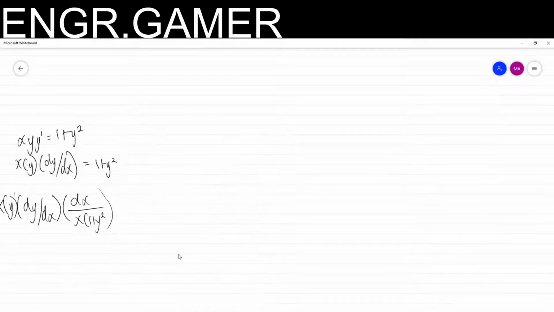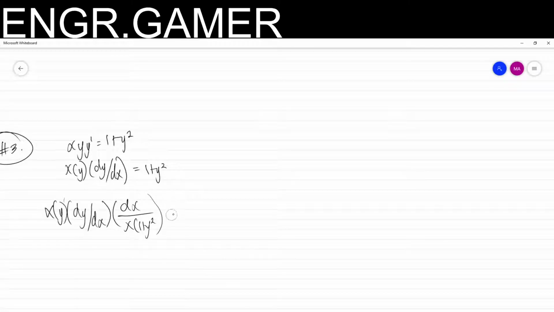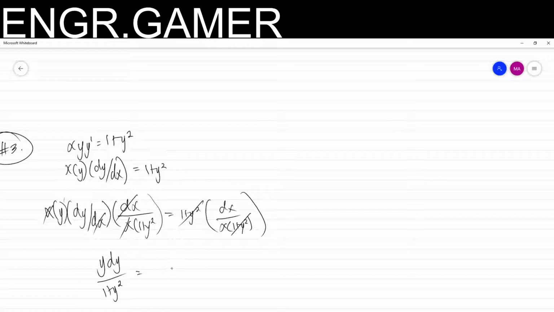Both sides, para yung equal sign natin hindi siya masira. Ito siya makancel out. This is 1. Cancel out dito yung dx at saka yung x. So meron tayong y dy over 1 plus y squared is equal to dx over x.